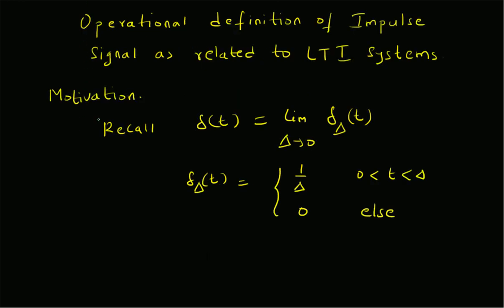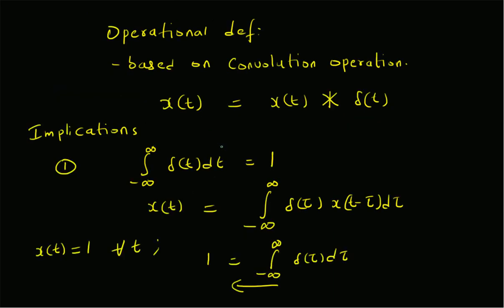To summarize, in this video we have looked at the operational definition of the impulse signal as it pertains to LTI systems. The motivation for this definition is as follows. Recall that we introduced the impulse signal as a limit of the rectangular pulse, or we can use the rectangular pulse as an approximation to the impulse signal, and as the width of the pulse becomes smaller and smaller, it gets closer to the true value. But this kind of definition is not so useful for LTI systems.